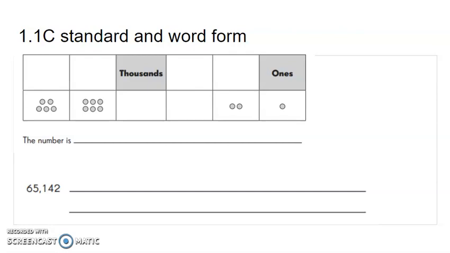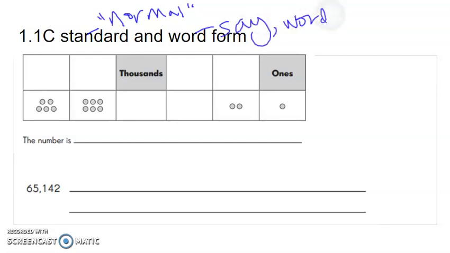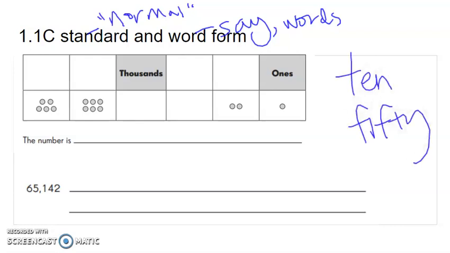For this lesson, we are going to be talking about standard and word form. So two different forms that we can write numbers in. Standard form is just, quote unquote, normal. So how we would just write normal numbers, 250, things like that. Word form is where we just write it in words, like we would say it, but in words. All right, so 10, 50, that's word form.